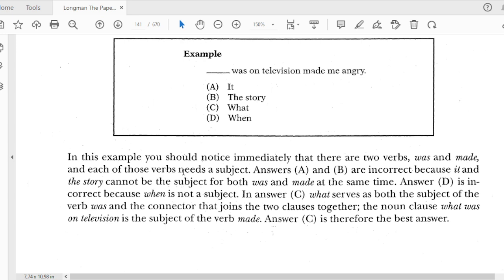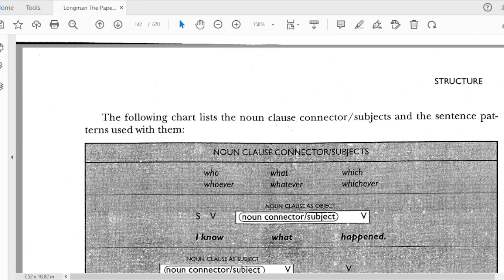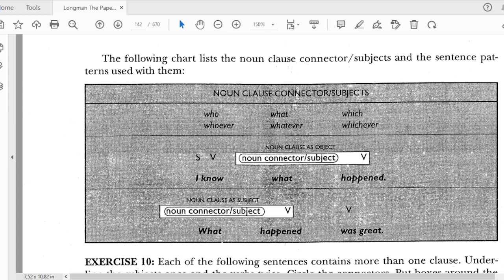In answer C, that serves as both the subject of the verb was and the connector that joins the two clauses. The noun clause that was on television is the subject of the verb made. Answer C is therefore the best answer. Okay, we have the following chart listing noun clause connectors, subjects, and sentence patterns used with them.